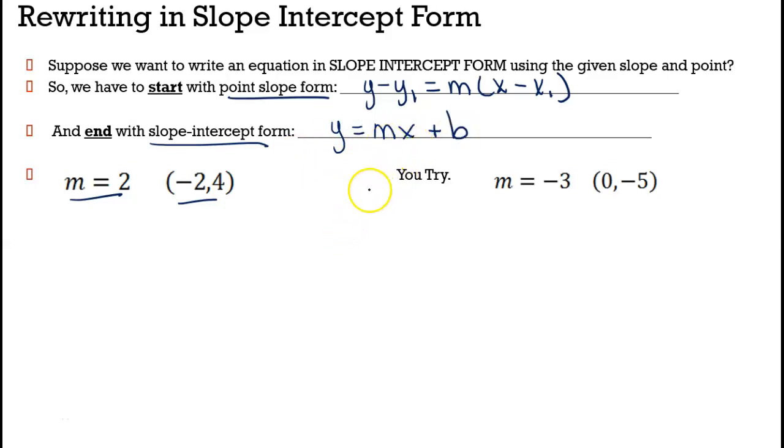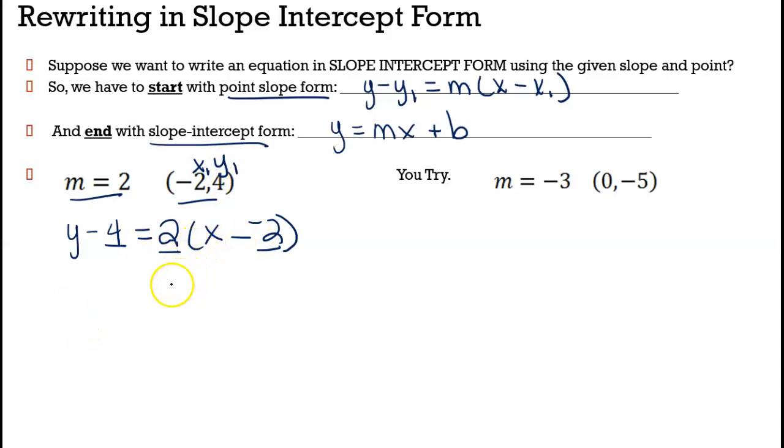Again, you should write both of these equations down in your notes so that you have them later to work on your homework. We start with our point slope form just like we were doing on the previous slide. So this becomes y minus some blank times x minus some blank. So it's y minus 4 equals 2 times x minus negative 2 because this is your x1 and this is your y1. Now, the difference between what we were doing before and what we're doing now is we want to turn this into slope-intercept form.